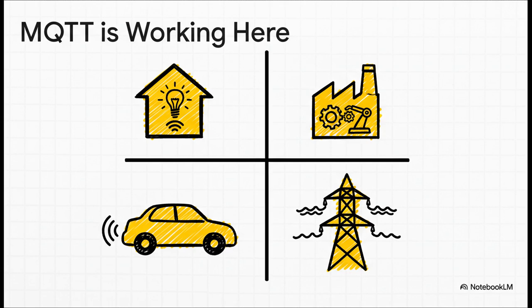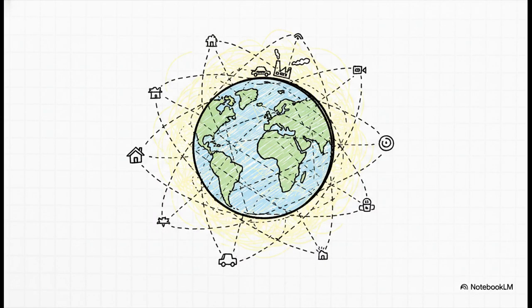And it's not just in our houses. It's in factories, monitoring thousands of machines to predict when they'll need maintenance. It's in modern cars, sending telematics data back to the manufacturer. It's even used to monitor critical infrastructure, like our power grids, to make sure the lights stay on for all of us. So really, the big takeaway is this. MQTT is the invisible, incredibly efficient, and reliable force that quietly makes our modern, connected world possible.